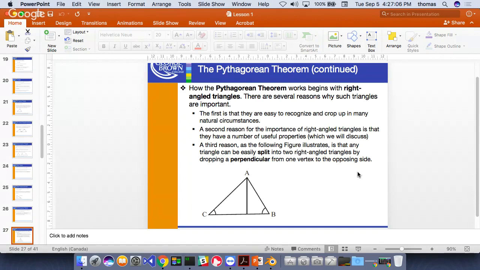So another reason is because we have a lot of stuff we can do with it. We're going to talk about what we can do with it later on. And a third reason, of course, which to me is really cool, is you can take a non-right angle triangle, split it in the middle somewhere, and create two right angle triangles that you can use to calculate and to use the Pythagorean theorem.